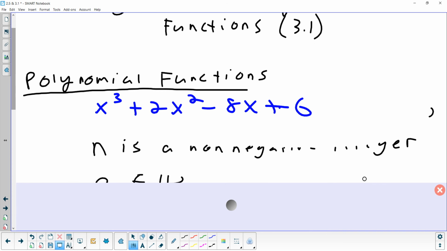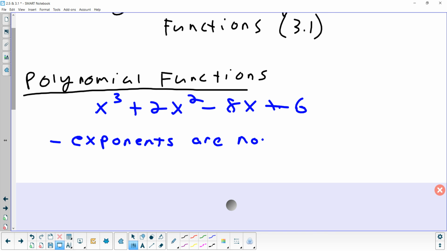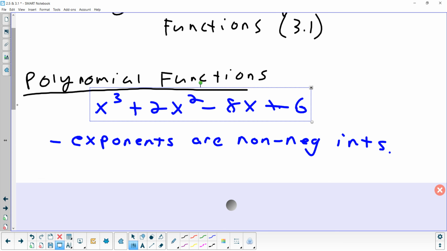So the important thing is when we write polynomials, the exponents are non-negative integers. So we couldn't have an exponent like x to the negative 8th. We also couldn't have an exponent like x to the 2.5. Anytime you write a polynomial, the exponents are non-negative integers.